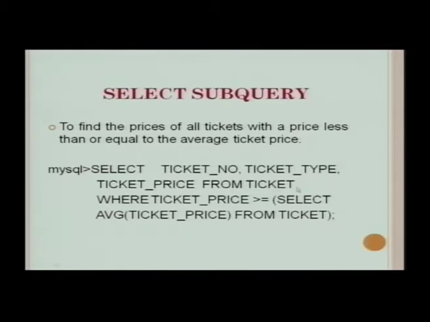This is the table that we are using, where ticket underscore price less than or equal to select average price from the ticket. The select statement we are using within the parenthesis, we call the subquery. This subquery will find out the average ticket price and later execute with the outer query. So, in this way the subquery works.